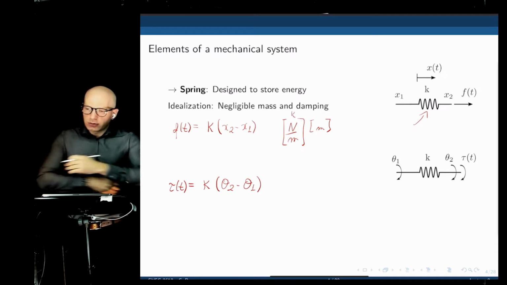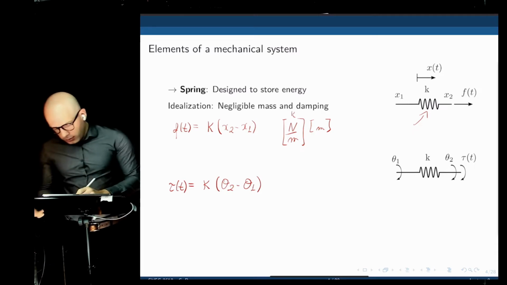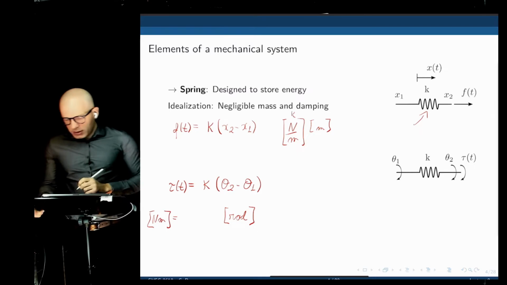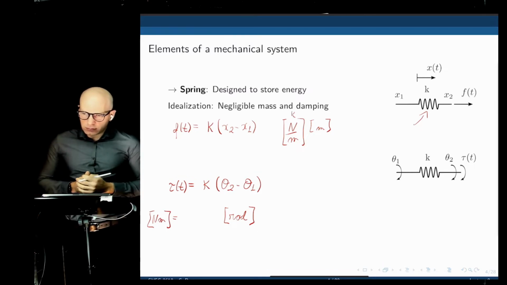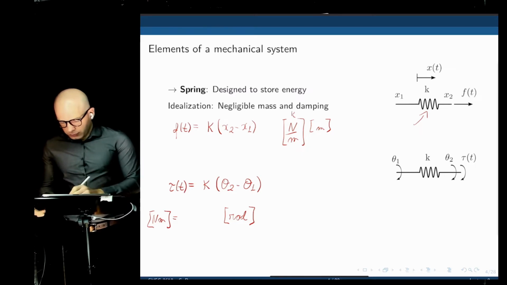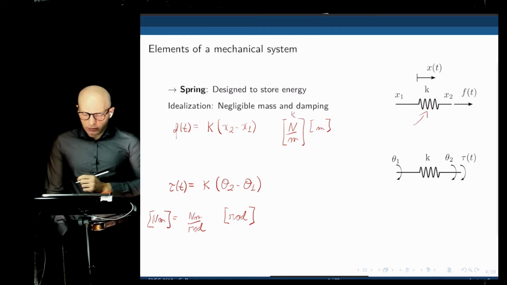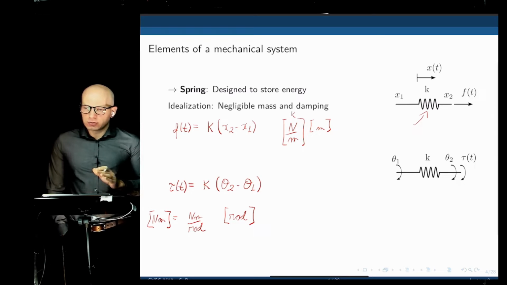With the units. So what is the unit for K now? Theta is in radians. The torque is in newton meters. What is the unit for K, the stiffness constant? Newton meter per radian. Okay. So that's the spring. Any questions about the spring?